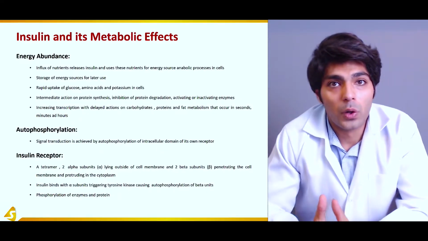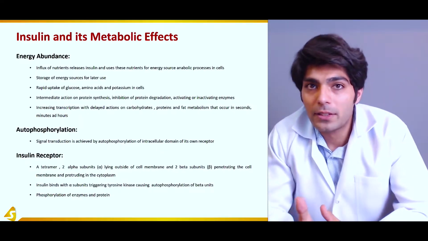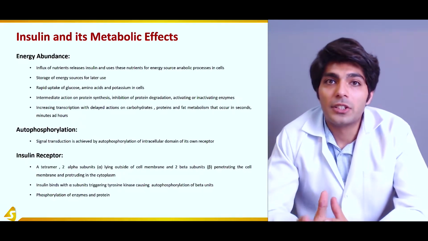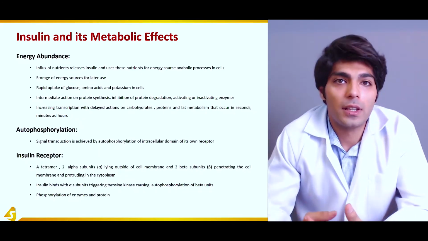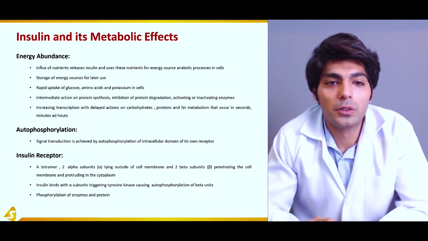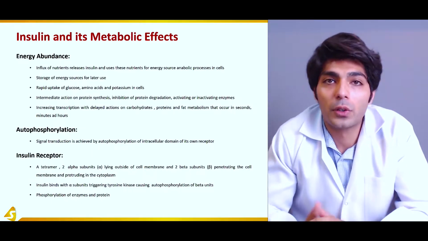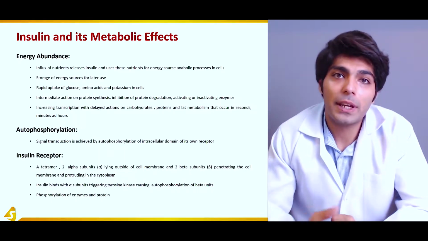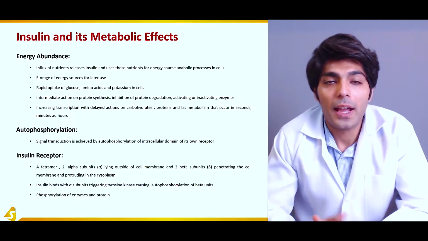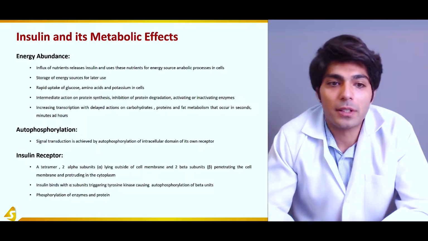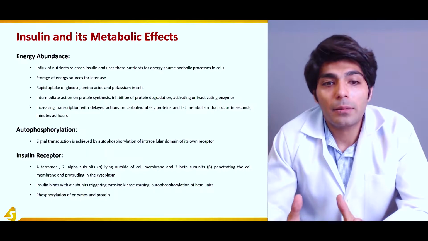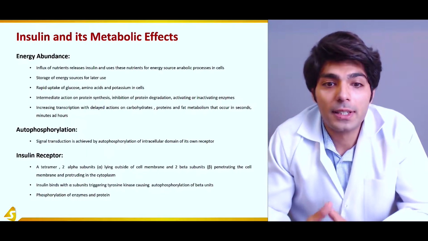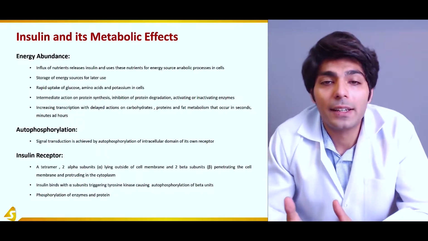We know what anabolism is. Anabolism is the synthesis of more complex molecules from smaller molecules. So there is a storage of energy sources for later use. There is a rapid uptake of glucose in the liver, and of amino acids and potassium in the cells. There's an intermediate action on protein synthesis, and inhibition of protein degradation.